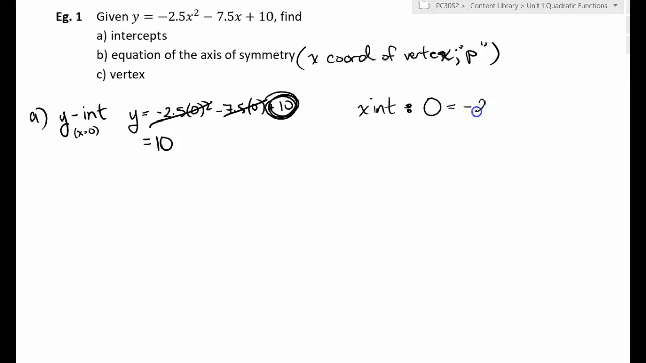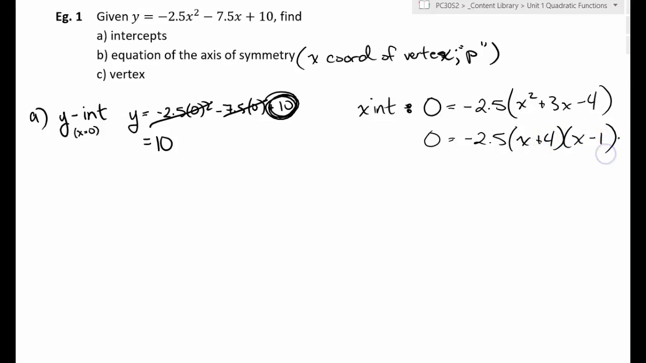I'm going to take out those decimals that we really don't like so that it's a more manageable function. That leaves me with a simple trinomial, x squared plus 3x minus 4. Now I'm going to leave that 2.5 on the outside. You could divide it away if you wanted to, but I'm just going to leave it there so I keep the integrity of my original equation. And I'm left with x plus 4, x minus 1. Those are my factors for this simple trinomial.